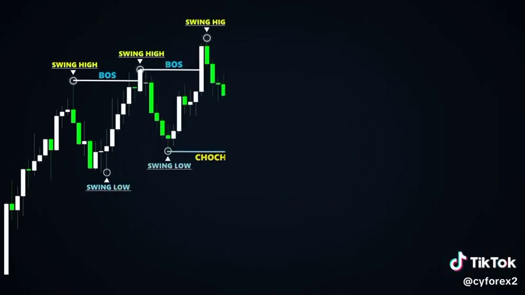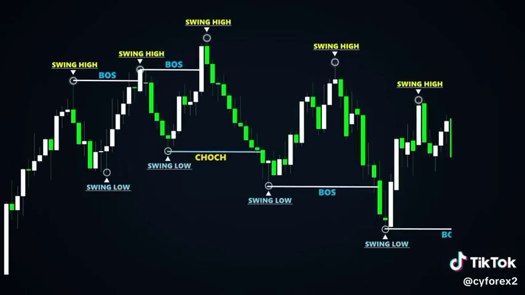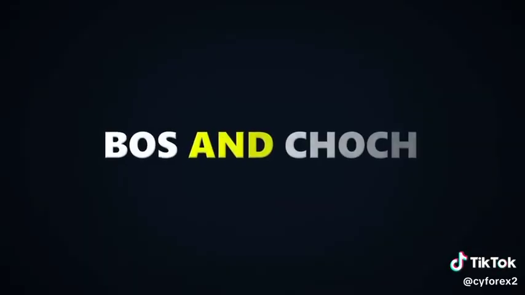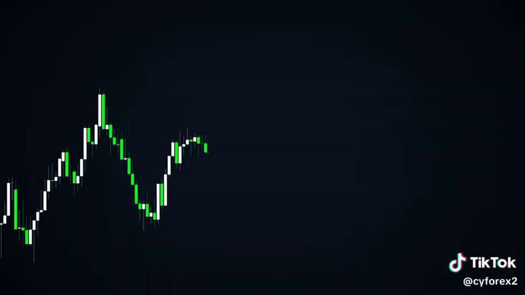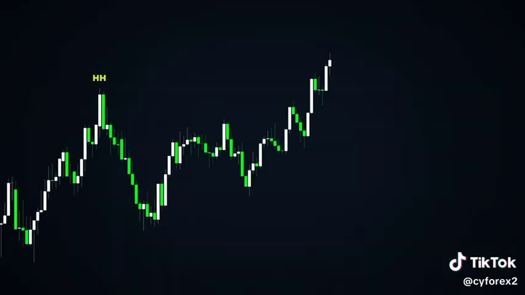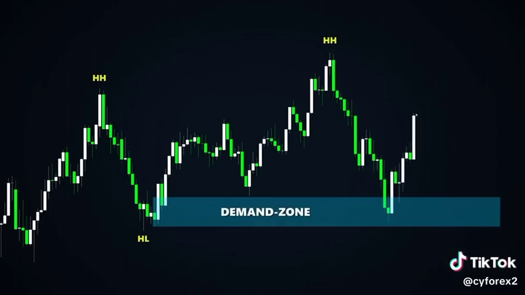It's easy to spot a swing high or a swing low, but the real question is, will the trend continue, or is it about to reverse? That's where 2 simple tools come in: break of structure and change of character. Let's start with break of structure. Imagine the market is in an uptrend. Price is making higher highs and higher lows. Then price pulls back a little and pushes higher again, breaking the last high. That's a break of structure.